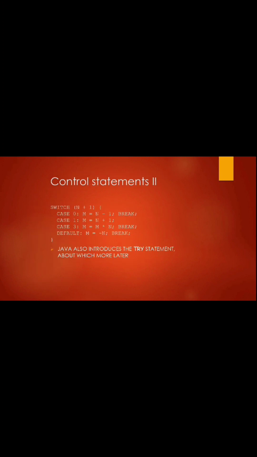The next is the control statement type 2: switch n plus 1, open curly, case 0, m equals n minus 1, break the statement. Case 1, m equals n plus 1. Case 3, m equals n times n, break the statement. Default, m equals minus n, and break. The Java language also introduces the try statement, about which more later. These are the examples for control statements type 1 and 2, which also resemble the C language.